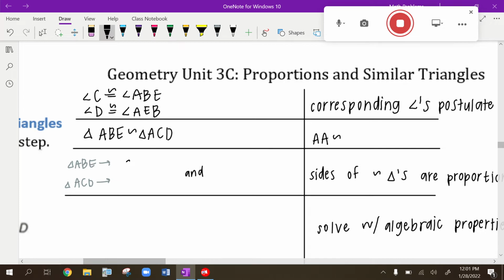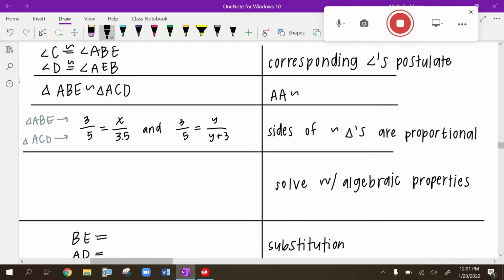So I could put 3 over 5 since those two sides are corresponding, and x over 3.5 since x and 3.5 are corresponding. In order to find y, I can use the same scale factor, 3 over 5, but this time I want to use y over y plus 3 since those are corresponding sides. Now, the reason for that is because the sides of similar triangles are proportional. So that can be my justification for that step.